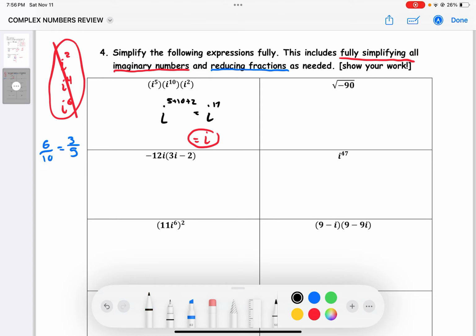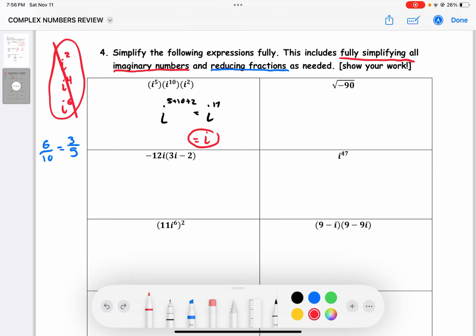The other thing that you can do, if you really would like to, and I'll put this in gold, is simplify the i's first before you multiply them out, so you kind of get to avoid the product rule. For example, I know i to the 5th is i. I know i to the 10th would be -1, and i squared would also be -1. So -1 times -1 is 1. So we get i times 1, which is still i. It will get you the same answer. So it is just a matter of preference, but that is an option. You can simplify those before you do any multiplying, any dividing, or whatnot.